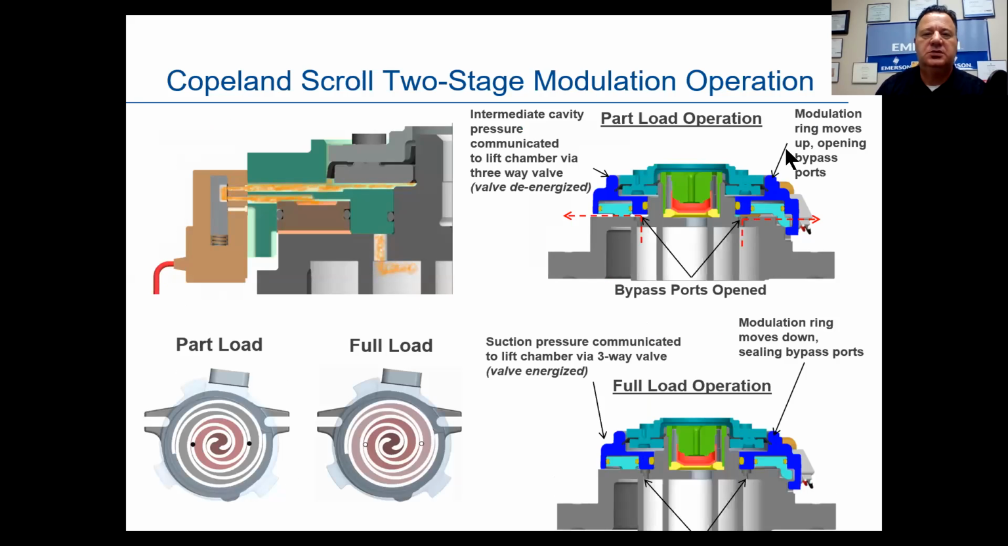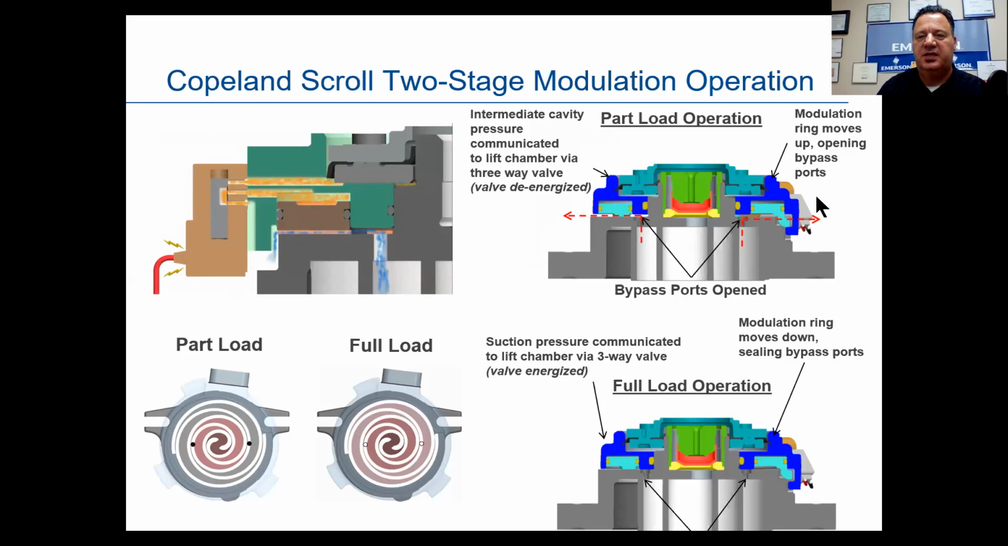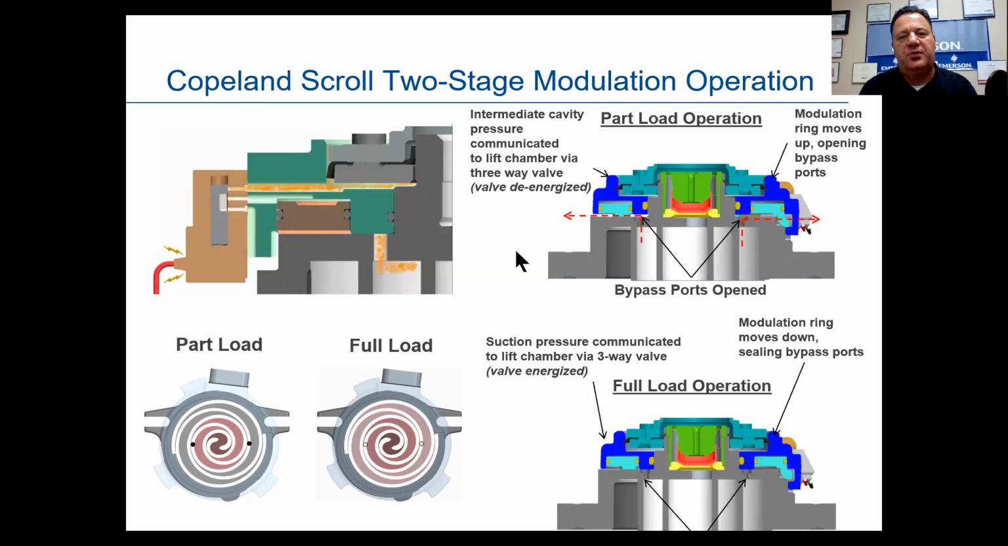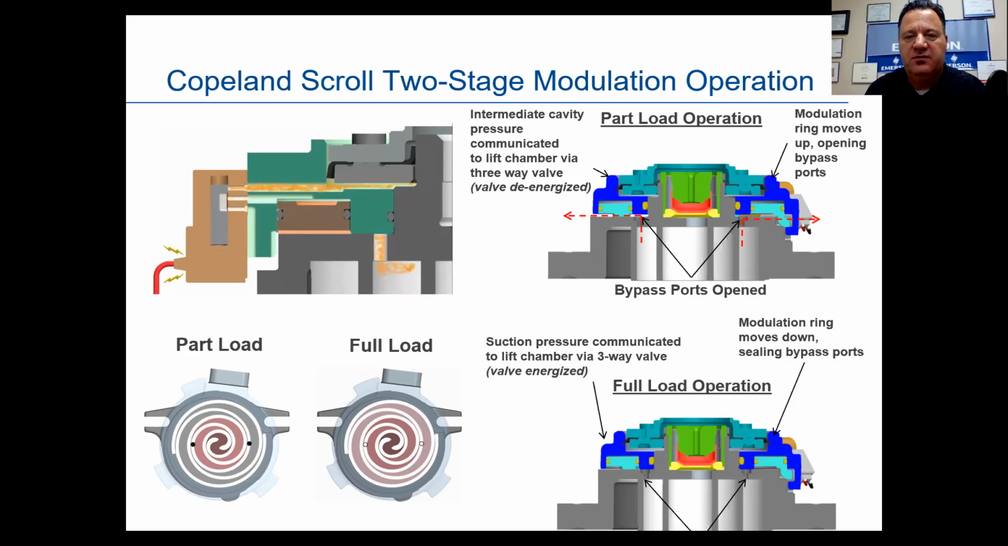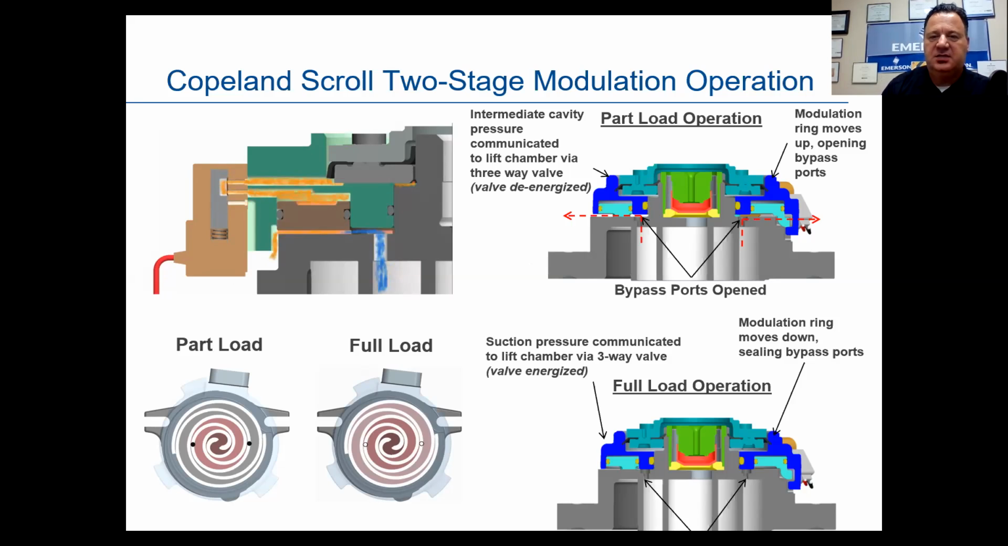Now, the Copeland Scroll two-stage modulation operation, at the very top, I'll start up here. Again, you're powered up, all right? Now we're blocked off, we're at 100%, or here we're at partial. We energized, blocking it off. Now we're at full capacity. Here we're at 67%. You can see it's bleeding off. Over here on the right, partial load operation, intermediate cavity, pressure communicated to a lift chamber via a three-way valve. Valve is de-energized when we go into that first stage, as we talked about earlier.